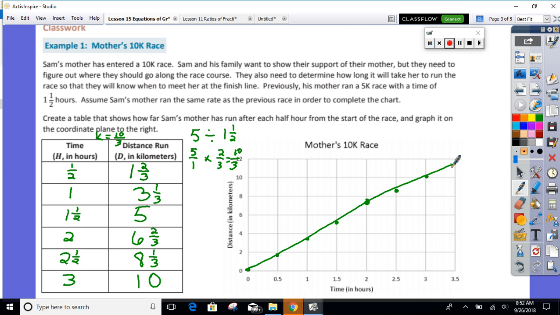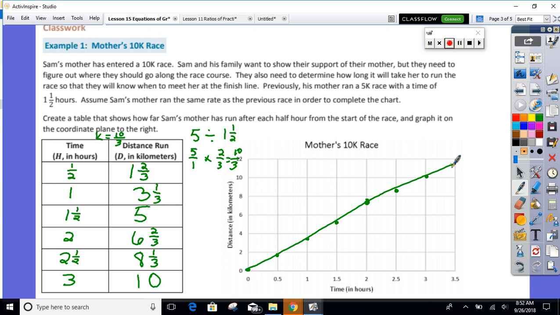What is this graph relating? What 2 quantities is it relating? Ava? It's the time to the distance. Yeah, the time to the distance. Okay, good.